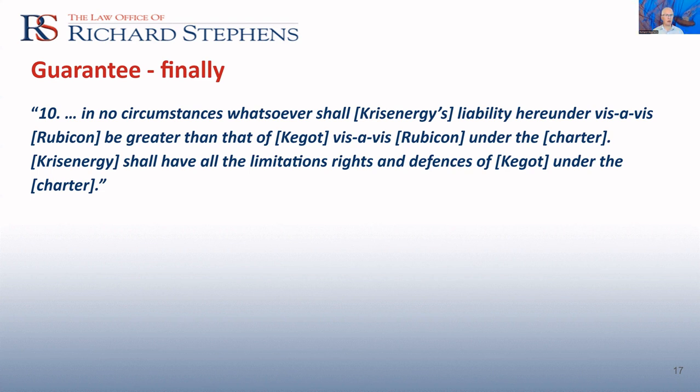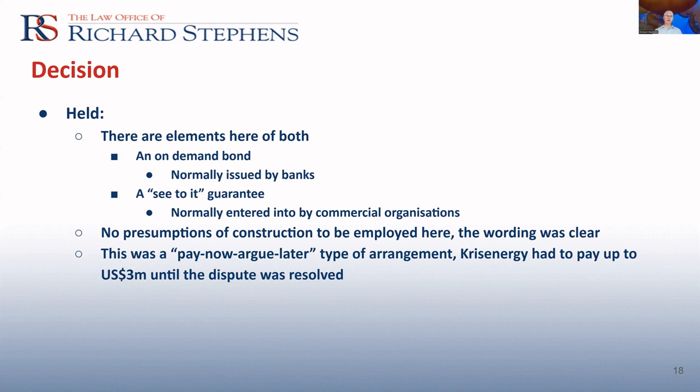I'm a guarantor. On the other hand, if you pay off half that sum, my liability as guarantor is for the balance of £500,000. My liability is coextensive with yours. But what have we got here? What on earth is it? As the judge said, there are elements here of both an on-demand bond and a see-to-it guarantee.